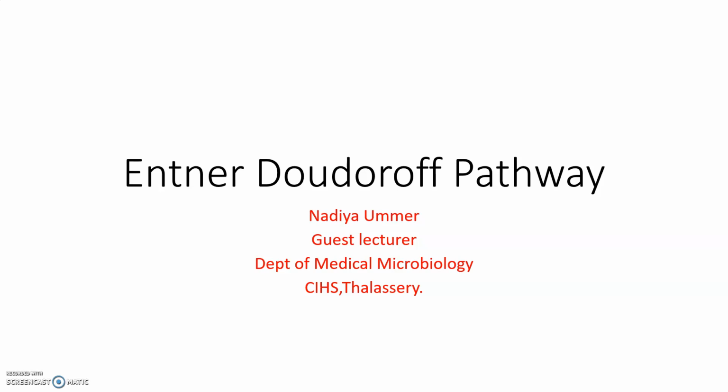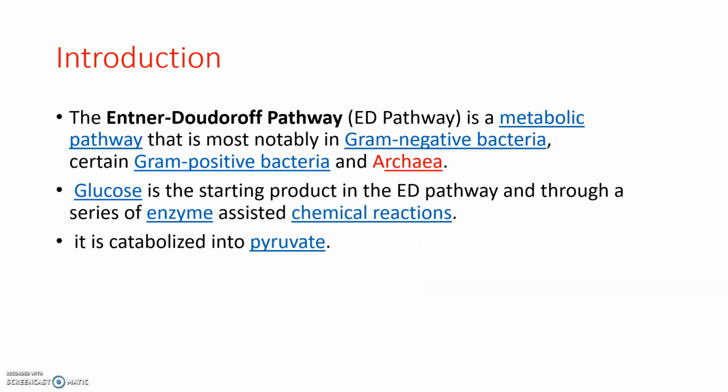So today, after the completion of the HMP shunt pathway, we are going to discuss the Entner-Doudoroff pathway. The Entner-Doudoroff pathway is a metabolic pathway seen most notably in gram-negative bacteria and also in certain gram-positive bacteria. And it is also seen in certain archaebacteria.